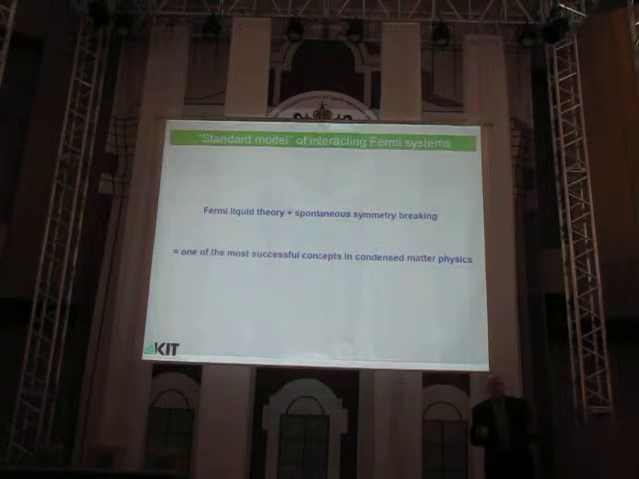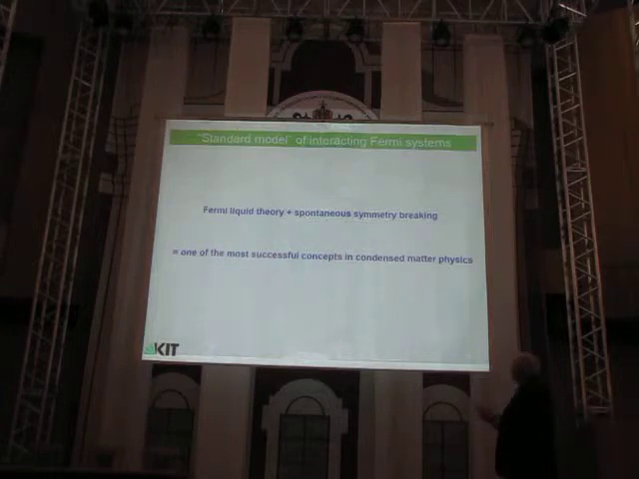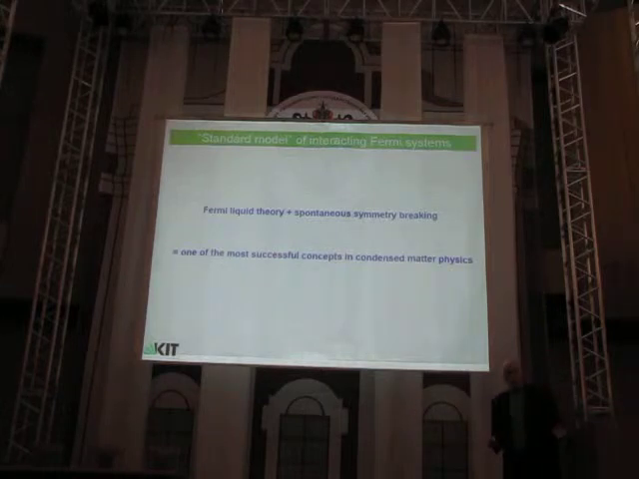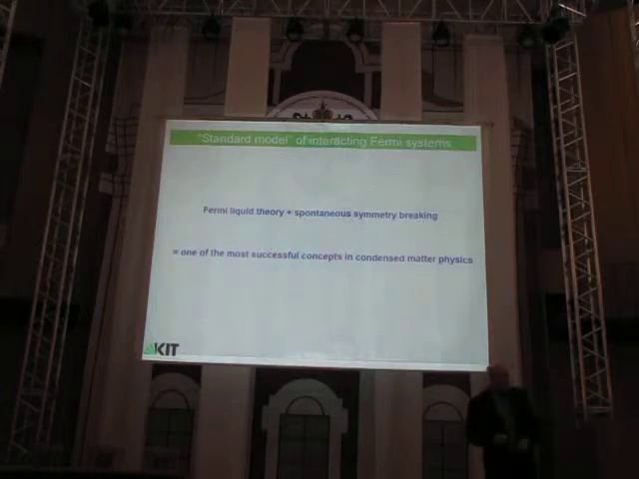So this concludes the introduction, which is what I would like to call the standard model of an interacting Fermi system. Namely, it is Fermi liquid theory plus the spontaneous symmetry breaking, which is one of the most successful concepts in condensed matter physics, and it is of course the first thing to apply whenever something new is discovered, and every year there are new discoveries in condensed matter physics. New superconductors are found, and new magnetic states. So the first thing to do is to apply this theory. But sometimes this theory does not work.